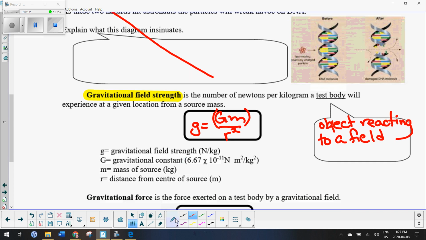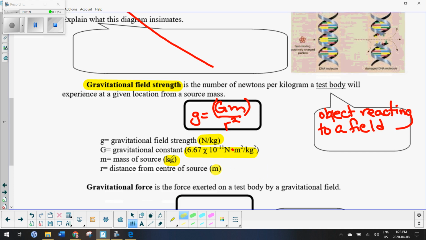The important thing about all of these variables is your units. Gravitational field strength is in newtons per kilogram. Big G is representing a gravitational constant. This is 6.67 times 10 to the negative 11 newton dot meter squared per kilogram squared. Mass must be in kilograms, and then your r, which is your radius, must be the distance from the center of the source, and it's measured in meters. So you must make sure you're in kilograms, and you must make sure that you're in meters.